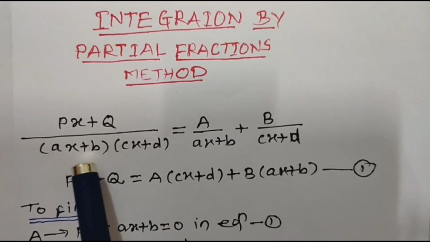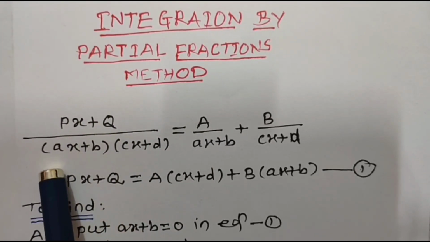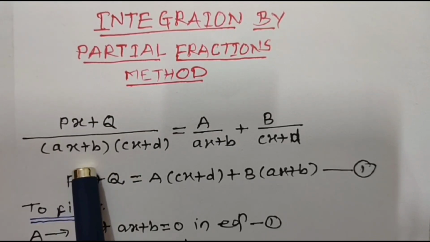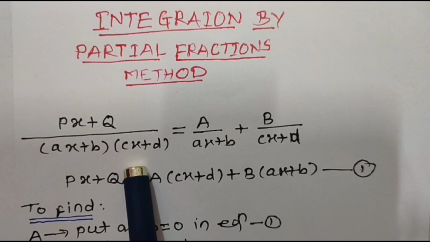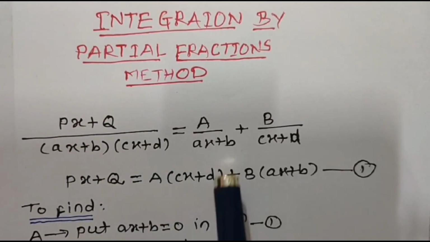Here, in the integration by partial fractions method, we are considering this rational function. The numerator is px plus q and the denominator has two linear factors. The first factor is ax plus b and the second linear factor is cx plus d. First of all, we have to express the given rational function in this form.